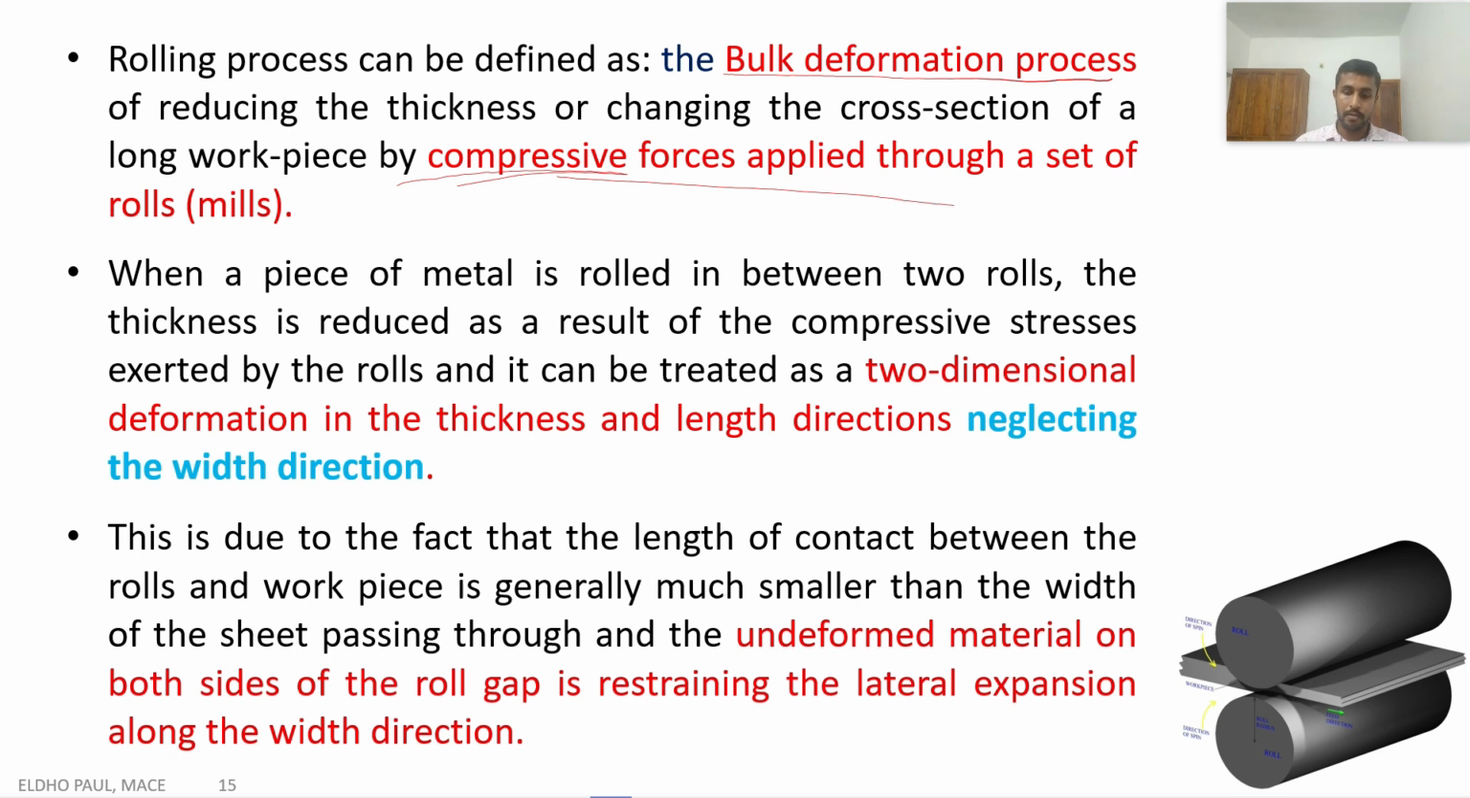So these are the rollers, roller 1 and roller 2. When the piece of metal is rolled in between two rollers, the thickness is reduced as a result of compressive stresses exerted by the rollers, and it can be treated as a two-dimensional deformation. This is a two-dimensional deformation. For example, consider a plate.